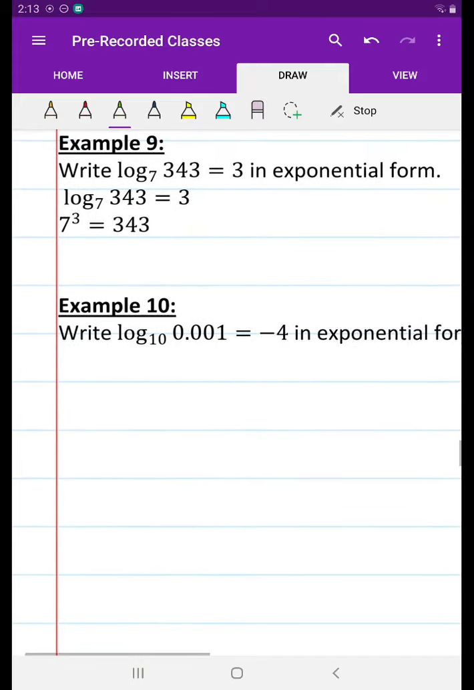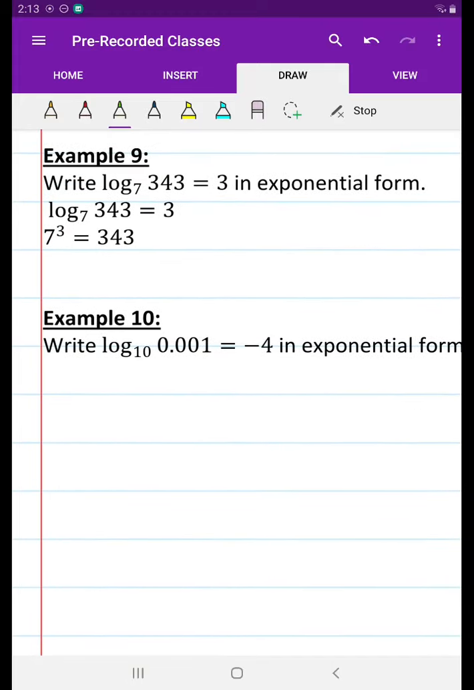All right, so here's another example. Let's say we have log base 7 of 343 equals 3, and we have to write that in exponential form. So we'll take our base of 7 and drop that right down, and that becomes your base here. Your answer is a 3, so that'll become the exponent 3 on 7, and then the argument of your log, 343, just becomes your answer to the whole thing.